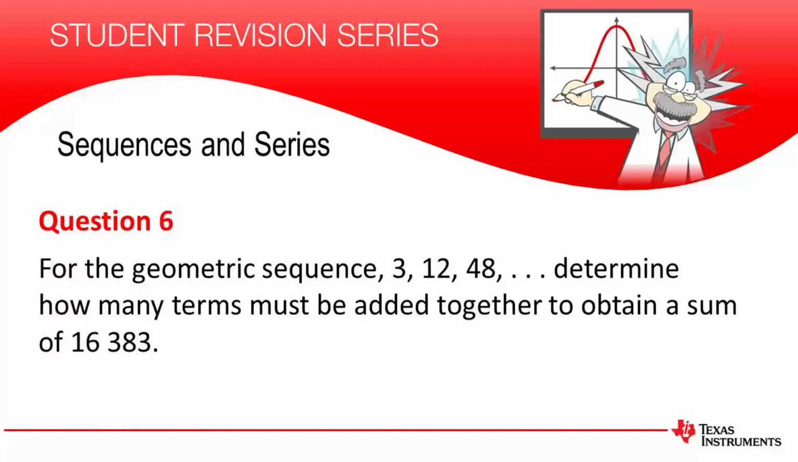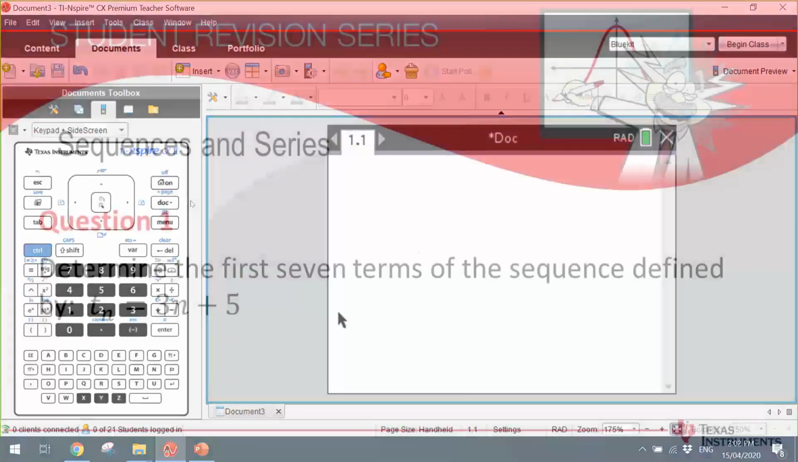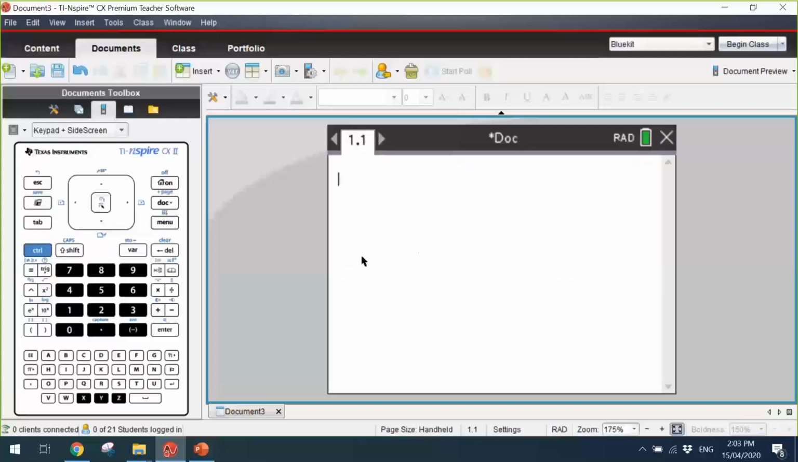The screen you're seeing now is the teacher premium software, the CX, the non-CAS version. The first question was: determine the first 7 terms of the sequence defined by Tn is 3n plus 5. I've opened the calculator application.